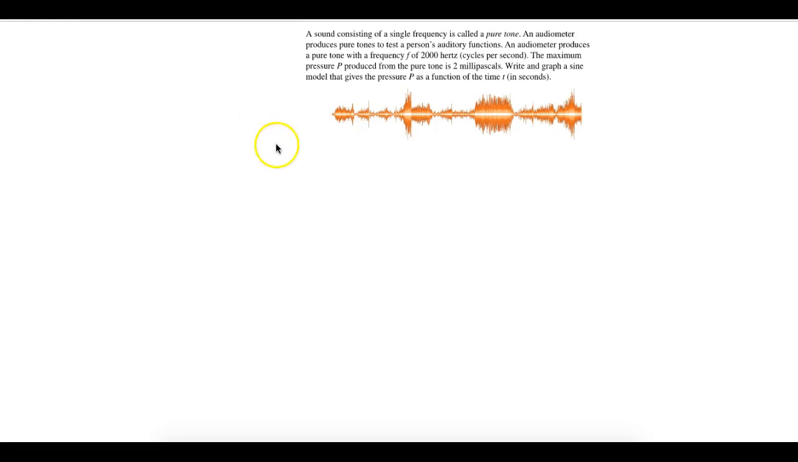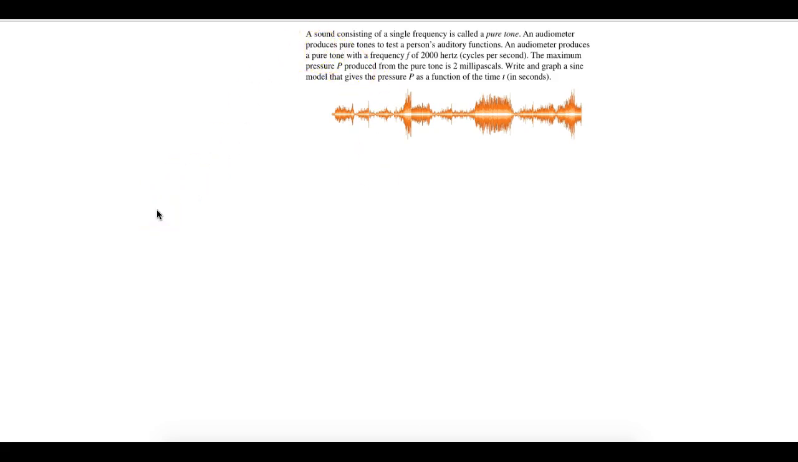Okay, here we go. We're going to start out the first video of section 9.6 with a word problem. This whole section is about applying our sine and cosine functions to real life situations. That's a question that I get a lot: how does this apply to real life, or when am I ever going to use this? So the reality is that there's sine and cosine waves all around you all the time.